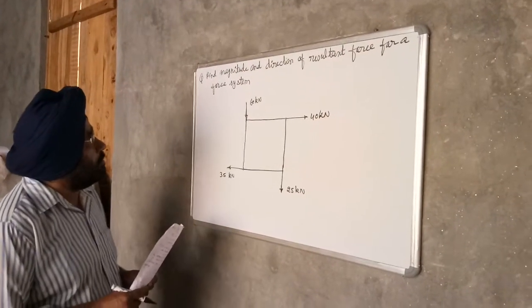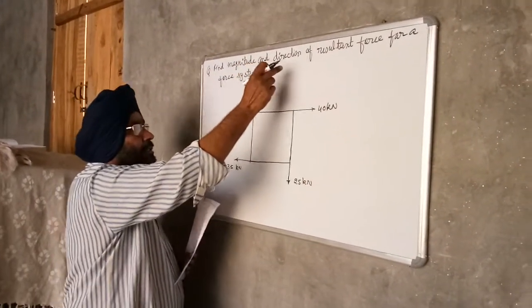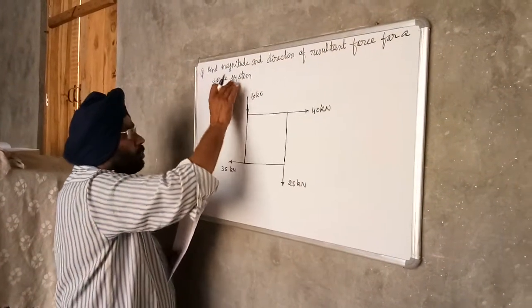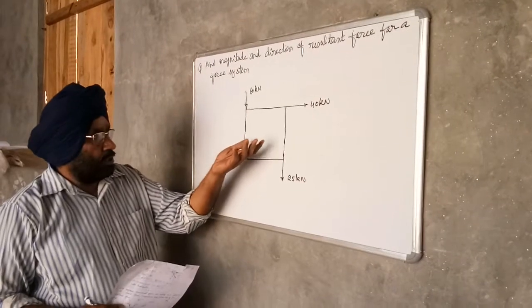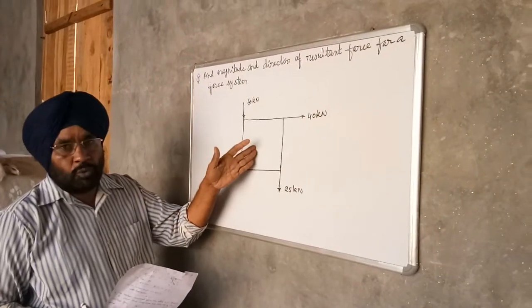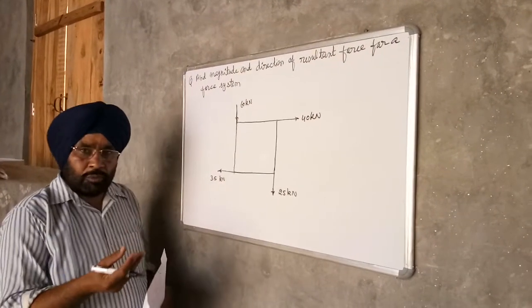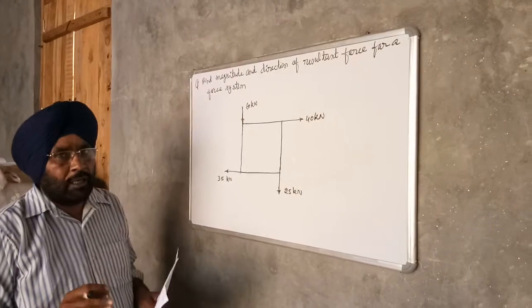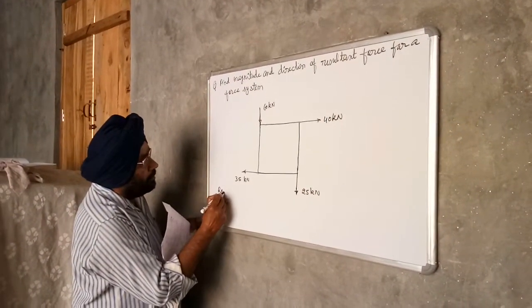So the second question is: find the magnitude and direction of the resultant force for a force system as shown in this figure. So this is the force system and we have to find the resultant force. We will resolve the forces horizontally and vertically and find out the resultant. So first, resolving the forces horizontally.